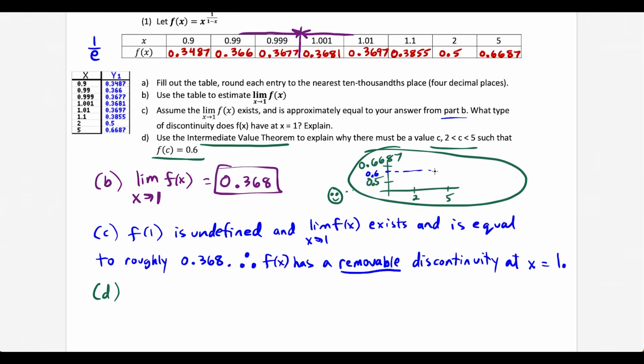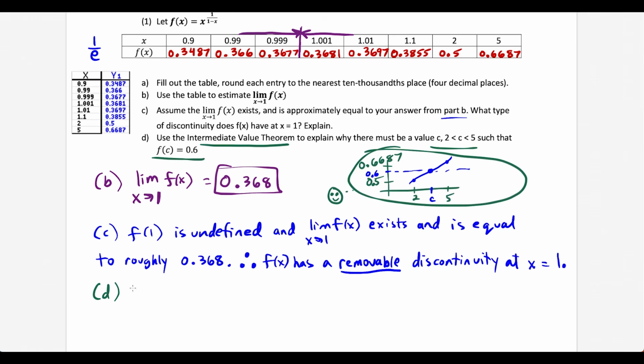Well, what we have here is that our function f of x on the space from 2 to 5 is continuous. Yes, technically in part C, we said our function has a removable discontinuity at x equals 1, but from 2 to 5, we're not going to have that issue. So our function is continuous from 2 to 5. So that means when we connect these points here, they're going to connect in a continuous motion. So there's no way to skip 0.6. And this represents the location here of our value c. So we just need to outline all of this when we actually write our argument. But this is what I visualize in my head to help me write my sentence.